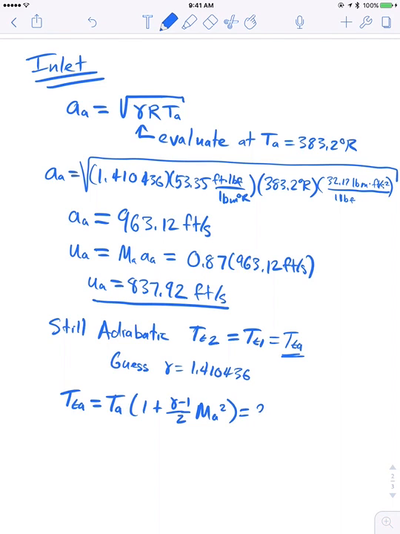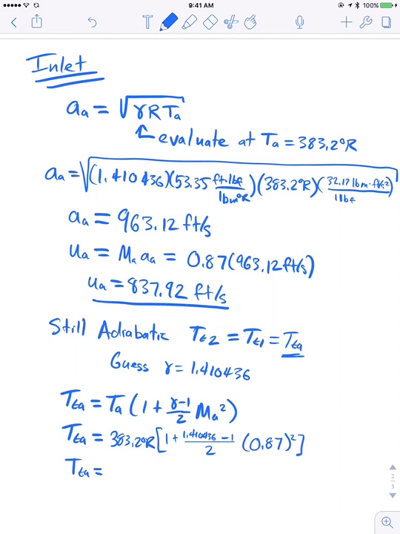And so to stick things in there, we'd have 383.2 degrees Rankine times 1 plus 1.410436 minus 1 over 2, and then times 0.87 squared. Okay, we magically clean that up a little. So if we go ahead and evaluate this, we'll find that our total temperature is going to be 442.72 degrees Rankine.